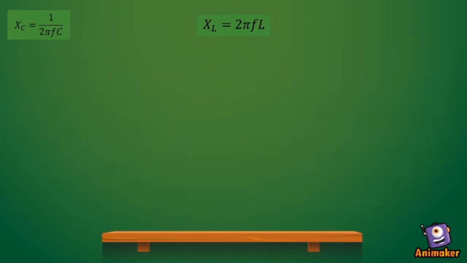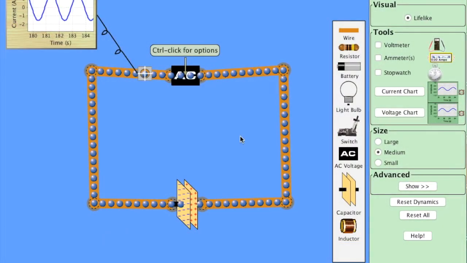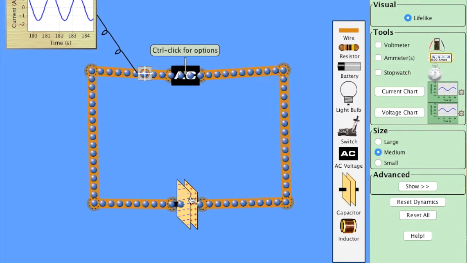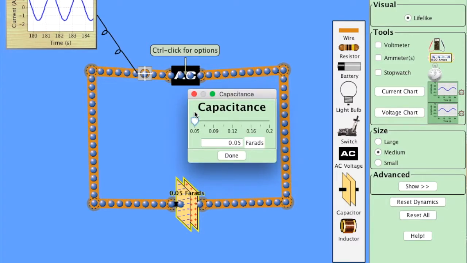We could also write these formulas using the value omega equals 2 pi f. You would use this when working with a scalar measurement referring to the angular displacement per unit time. Let's use what we have learnt and complete a few examples. Here we have a circuit with an AC power source of 0.5 Hz and a capacitor with 0.05 farads.